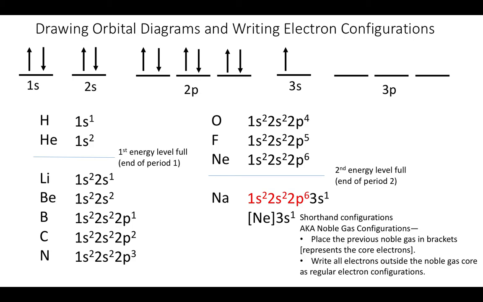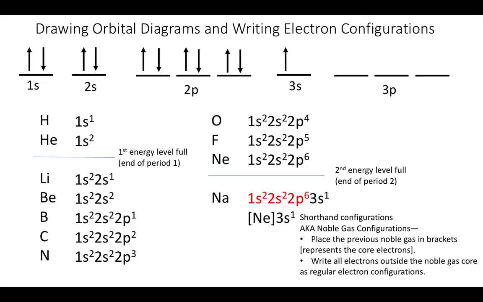When we talk about shorthand configurations, they're also known as noble gas configurations. You place the previous noble gas in brackets. So when I put neon in brackets for sodium, I am representing the first 10 electrons of sodium. The 1s2, 2s2, 2p6 is being represented by neon in brackets. This represents our core electrons. We write all other electrons outside of that noble gas core as regular electron configurations. So sodium has 1 additional electron, the 11th electron, which is found in the 3s1 orbital.